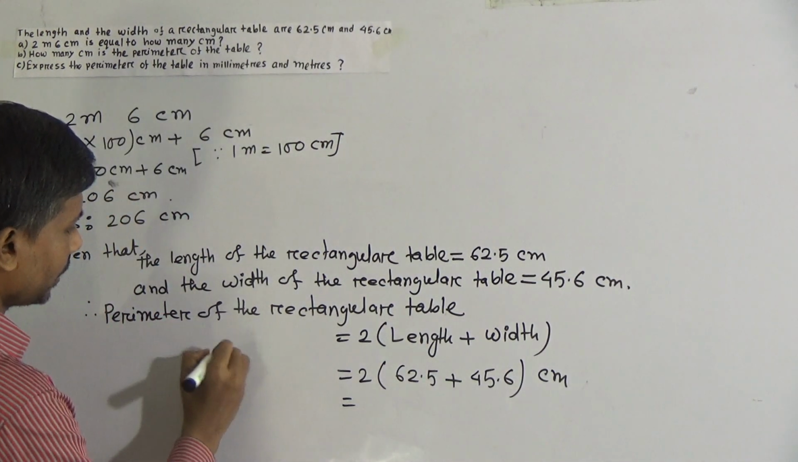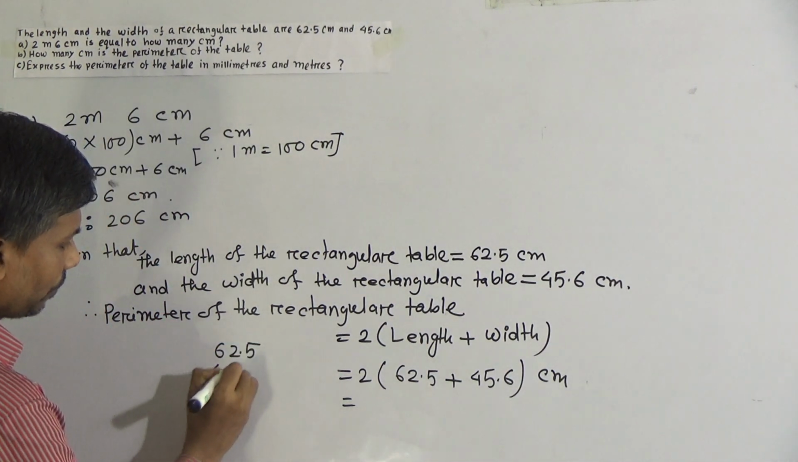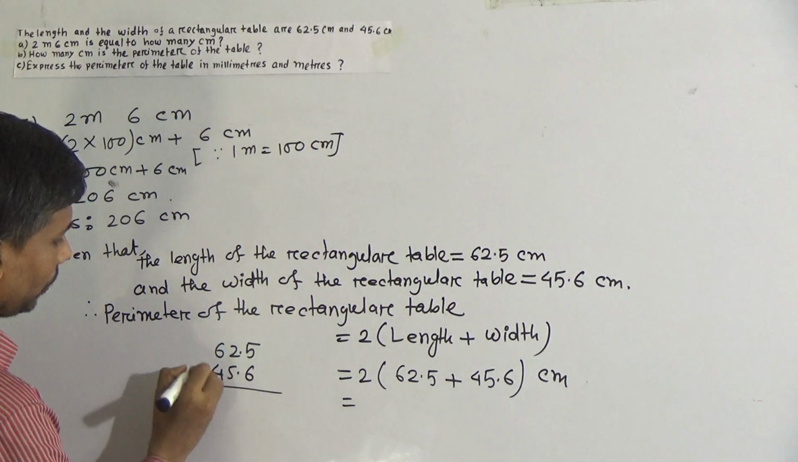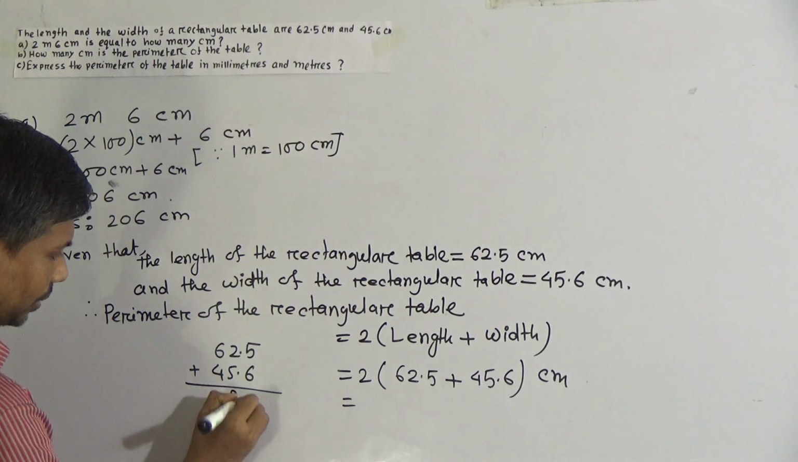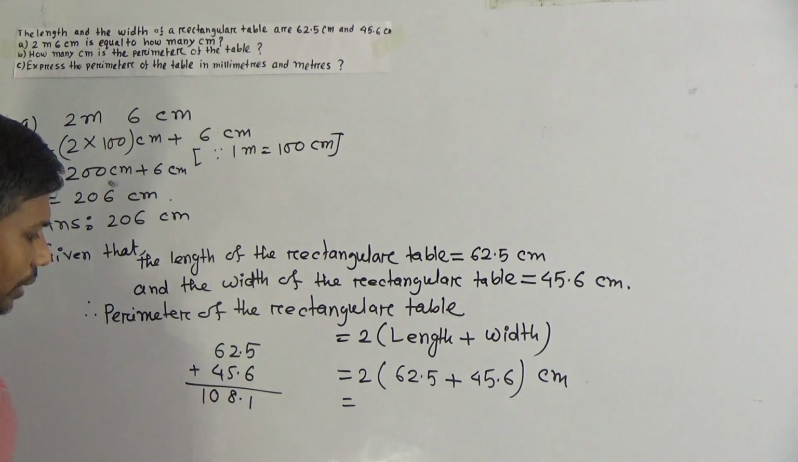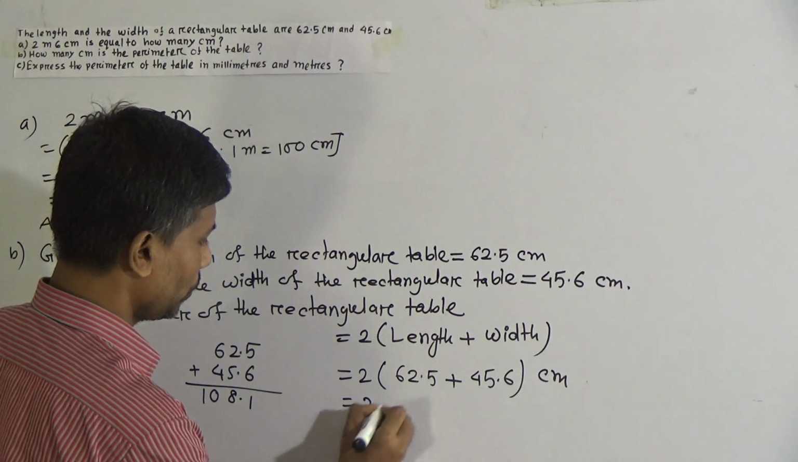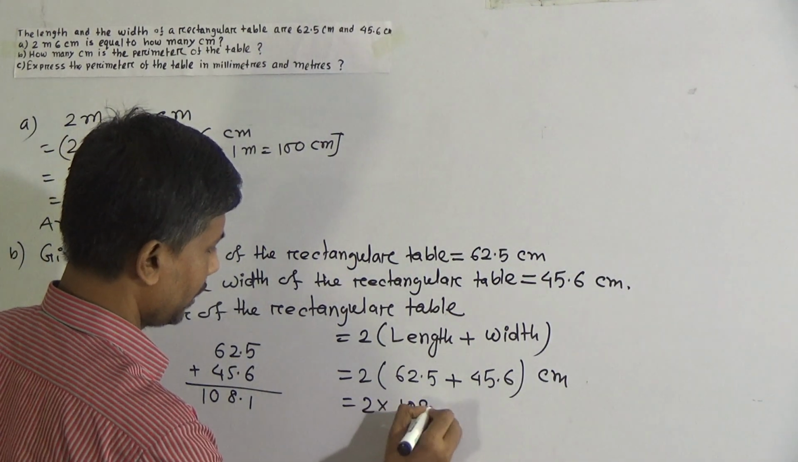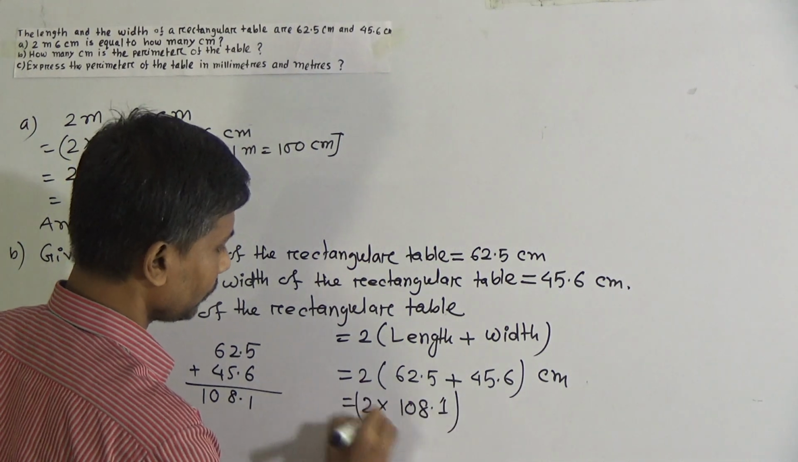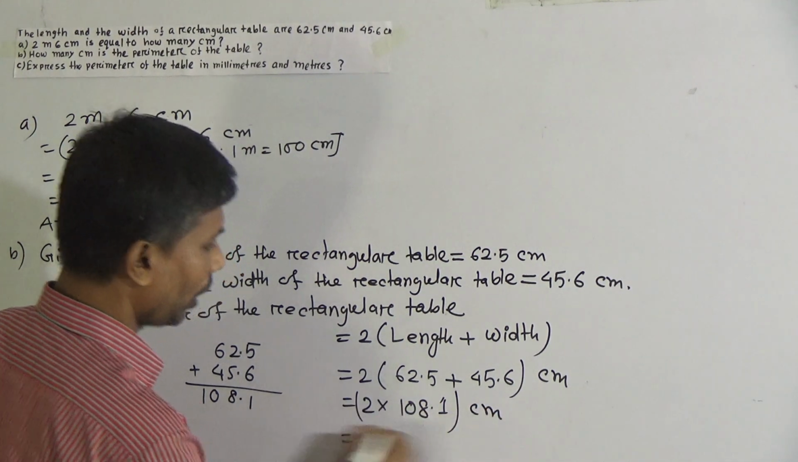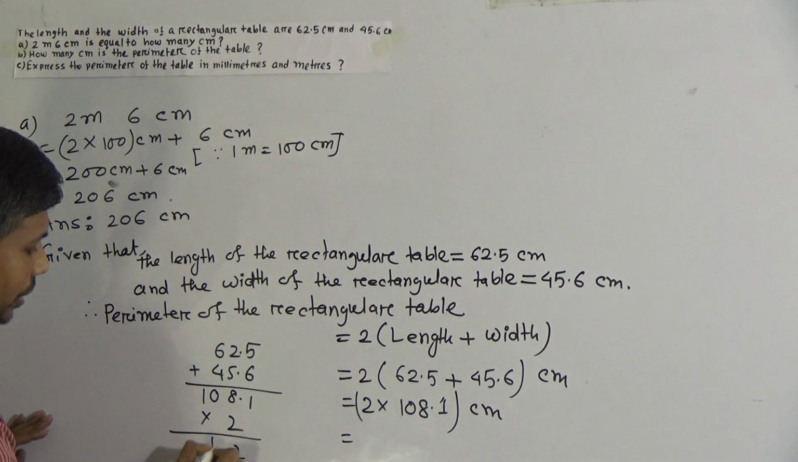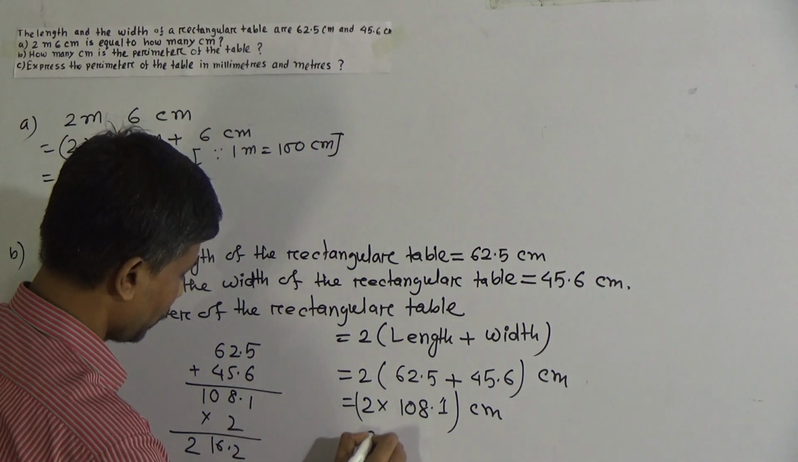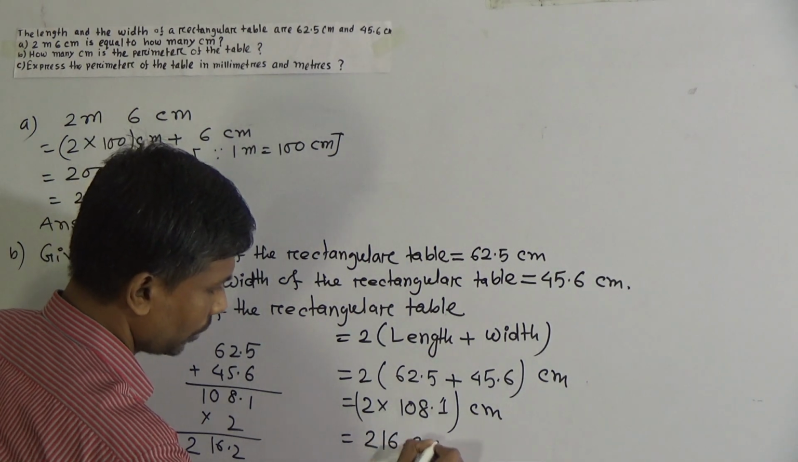Okay, now adding 62.5 and 45.6. Adding now, 5 plus 6 is 11, 2 plus 4 is 6, and so on, we get 108.1. Now write 2 into 108.1 and unit is centimeter. Now multiply with 2. Student, look, you multiply this way: 2 ones are 2, 8 twos are 16, 2 ones are 2. Okay, that means 216.2 centimeter.